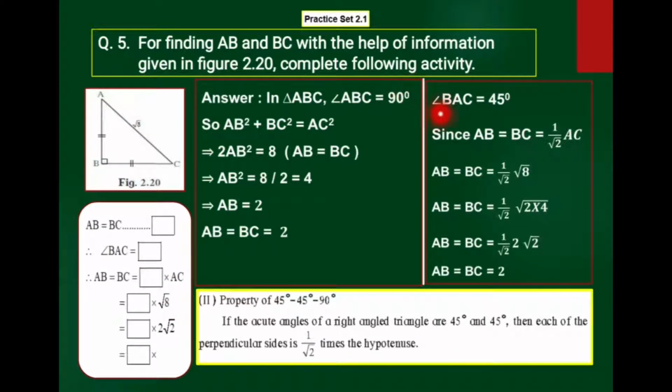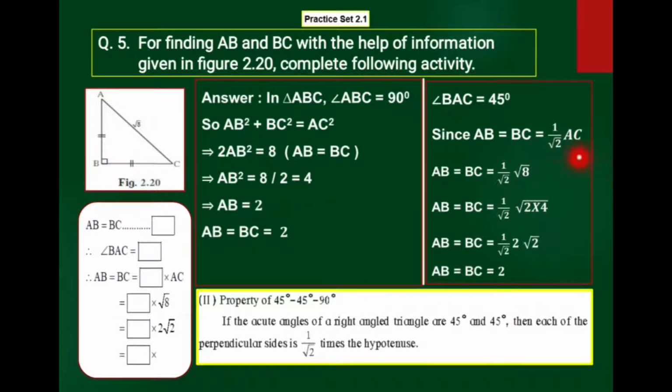So see, angle BAC equals 45 degrees. This angle at A is 45, so we write angle BAC equals 45. Since AB equals BC, for these two we write in one line: AB equals 1 by root 2 times AC and BC also equals 1 by root 2 times AC. So AB equals BC equals 1 by root 2 times AC, by the property of the 45-45-90 degree theorem.